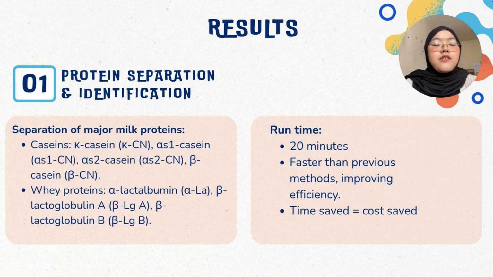The RP-HPLC method was able to clearly separate the main milk proteins, which include two kinds of protein: casein and whey protein. For casein, the main milk proteins that can be separated are kappa casein, alpha S1 casein, alpha S2 casein, and beta casein. Meanwhile, the whey proteins are alpha lactalbumin and beta lactoglobulin A and beta lactoglobulin B.